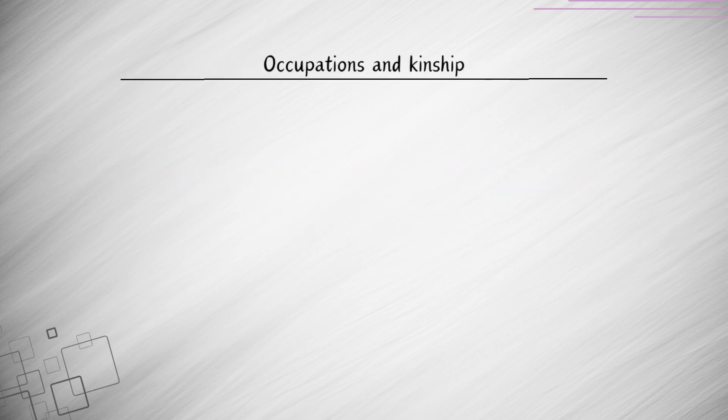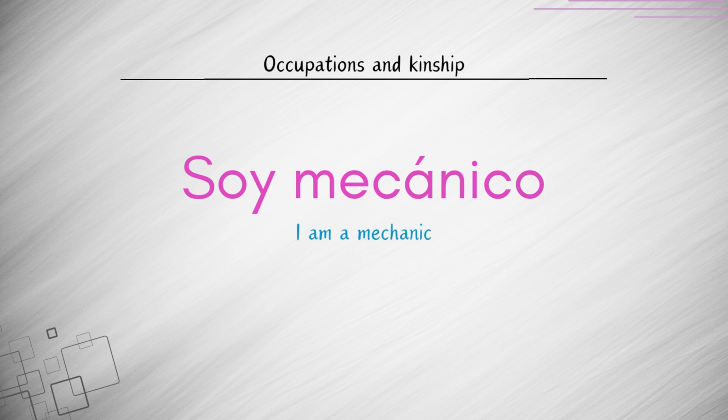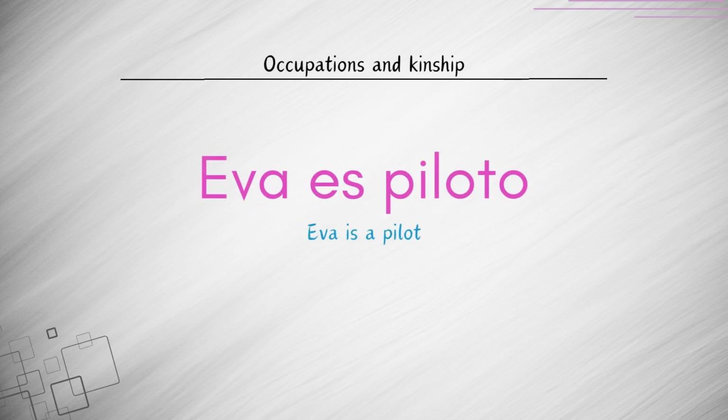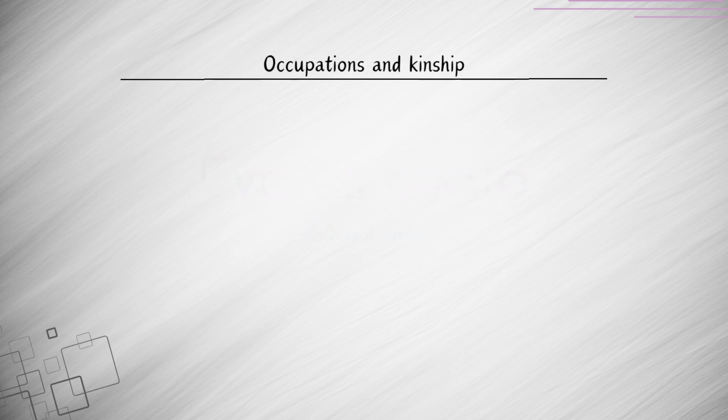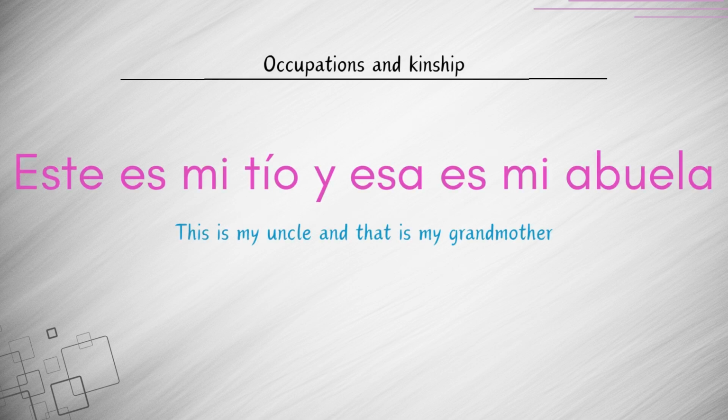We use the verbo ser to talk about occupations or kinship. For example, soy mecánico. I am a mechanic. Eva es piloto. Eva is a pilot. Este es mi tío y esa es mi abuela. This is my uncle and that is my grandmother.